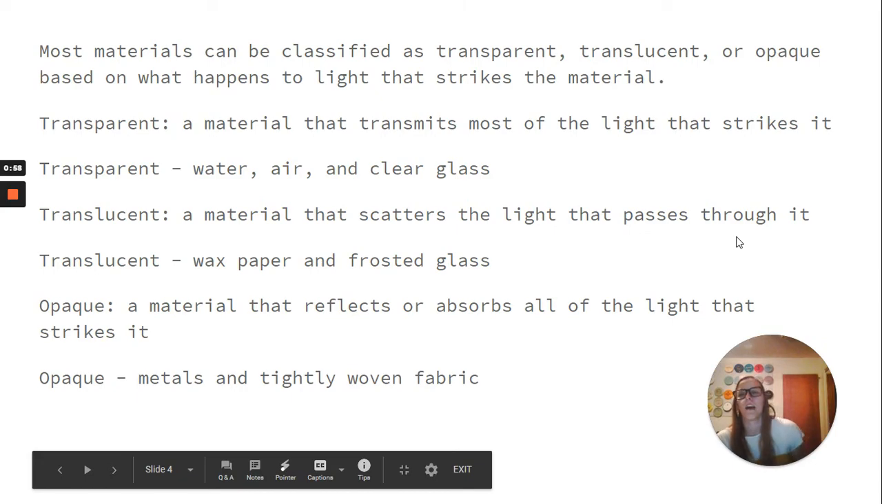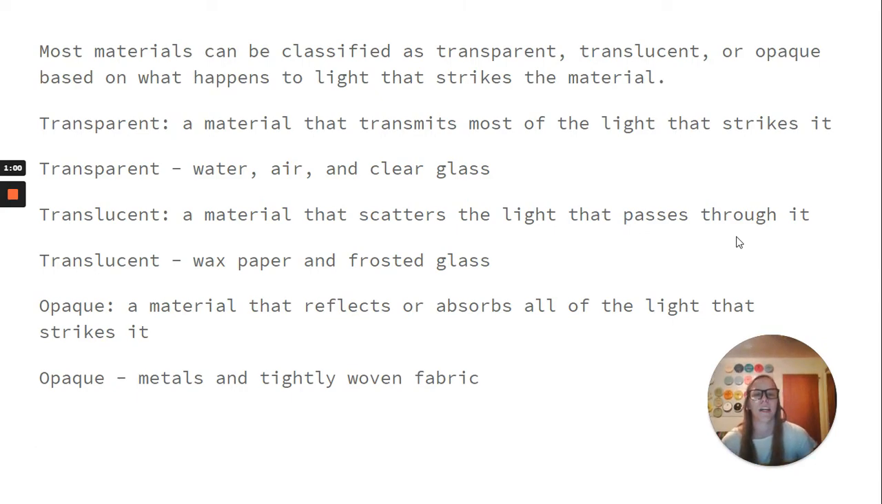So, most materials can be classified as transparent, translucent, or opaque. Make sure you keep those first 2 separate. So transparent means a material that transmits most of the light that strikes it. Transparent things are water, air, and clear glass.